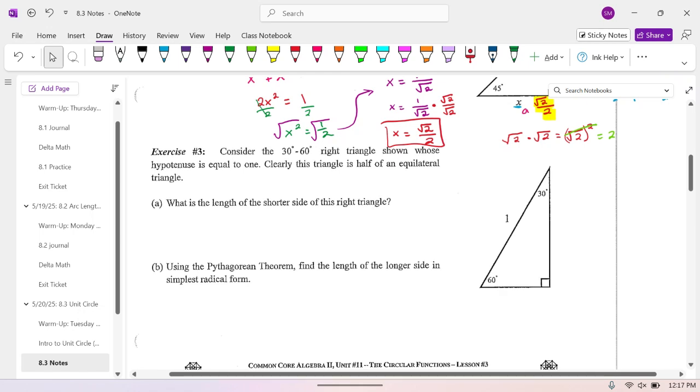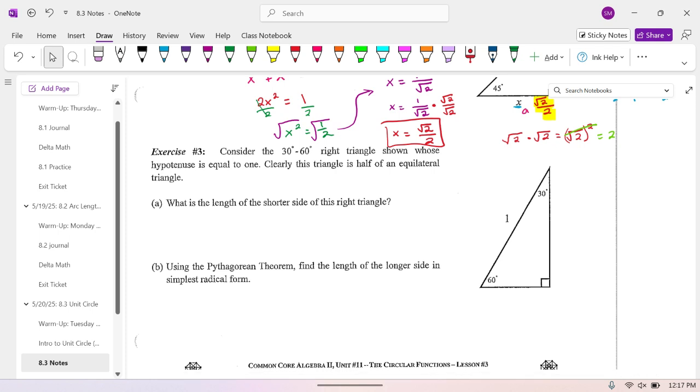All right. Now, consider the 30, 60, 90 right triangle shown below. The hypotenuse is equal to 1. Clearly, the triangle is half of an equilateral triangle. So, if it's half of an equilateral triangle, that means that if I drew another half over here, all of these sides would be equal to 1. All right? Because this would be another 30-degree angle because it needs to add up to all sides being 60.